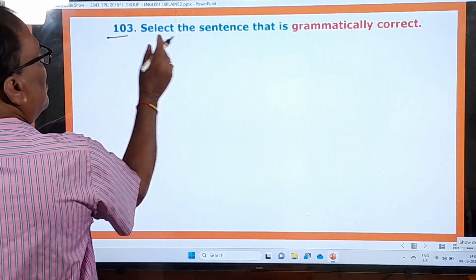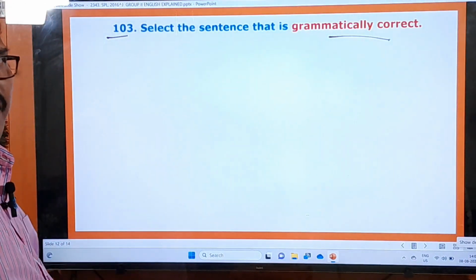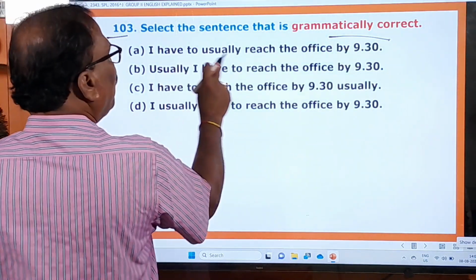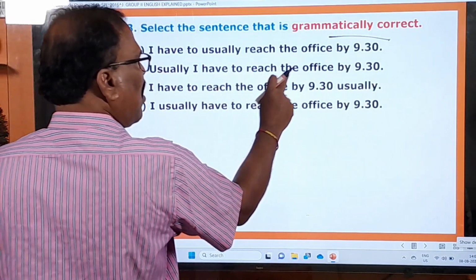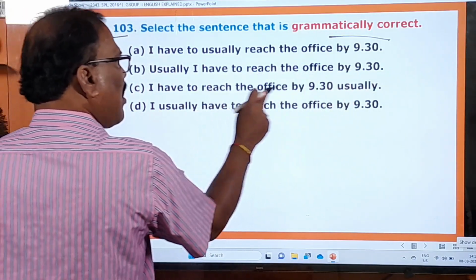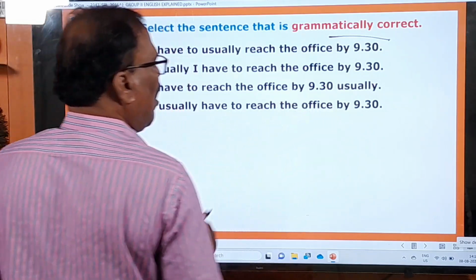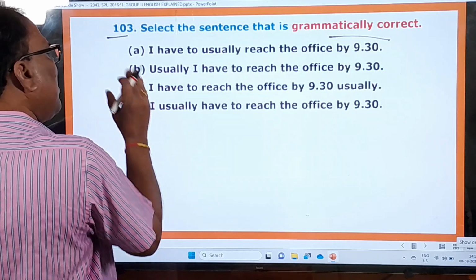Select the sentence that is grammatically correct. Again, it is asking you to select the grammatically correct sentence. What are the options? I have to usually reach the office by 9:30. Usually I have to reach the office by 9:30. I have to reach the office by 9:30. Usually I usually have to reach the office by 9:30. Of these 4 options, which one is the right one?